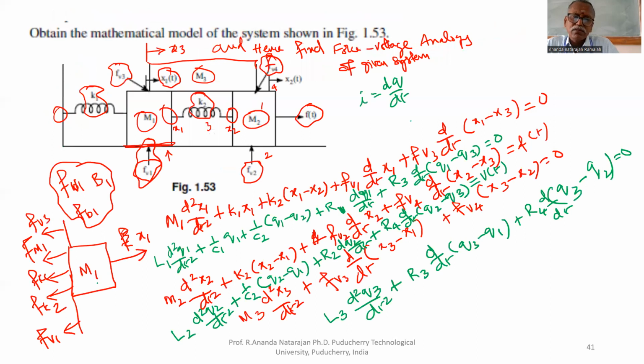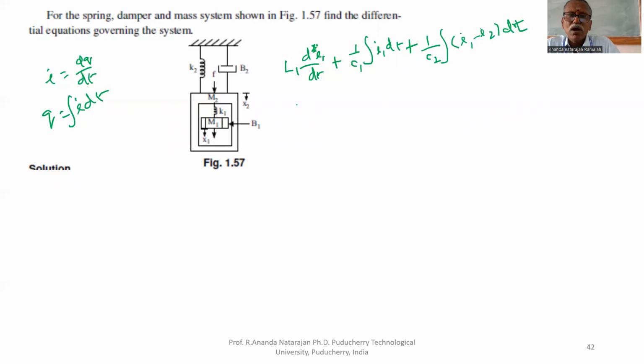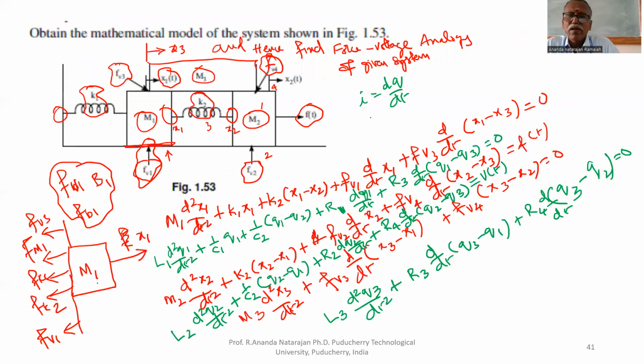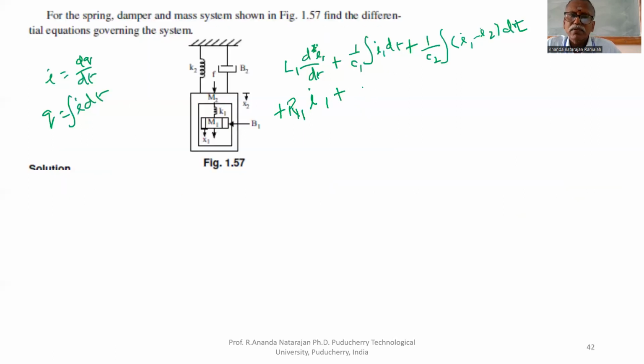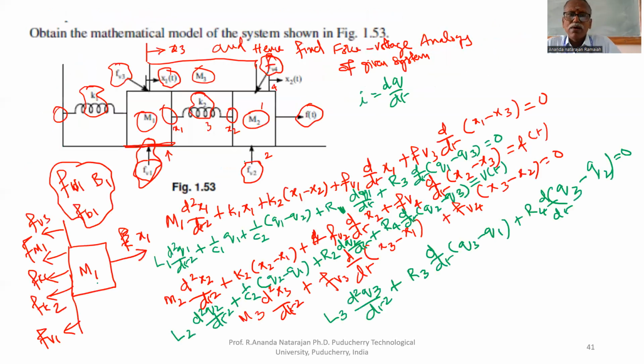I1 minus I2 dt. R1 dq by dt is I1. Therefore, plus R1 I1 plus R3 (I1 minus I3) equal to 0. This is the first electrical equation.